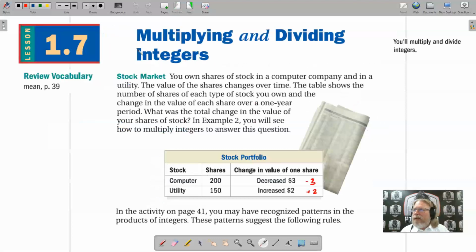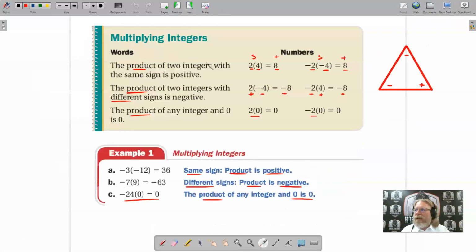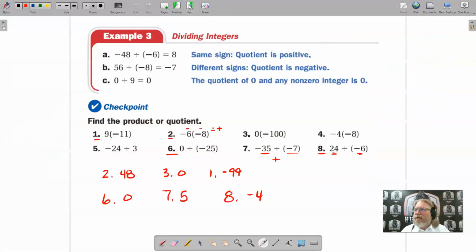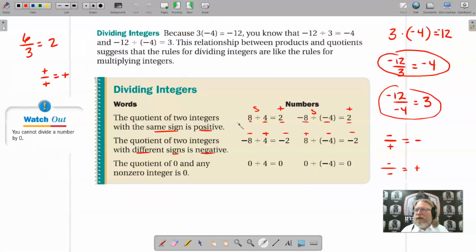So that's pretty much it for lesson 7 of chapter 1. It was multiplying and dividing integers, where we learned to multiply and divide integers. The key thing to remember from this slide is that if they are the same sign, then it's positive. If they're different signs, then the answer is negative. And that goes for division as well. Same sign, positive; different signs, negative.